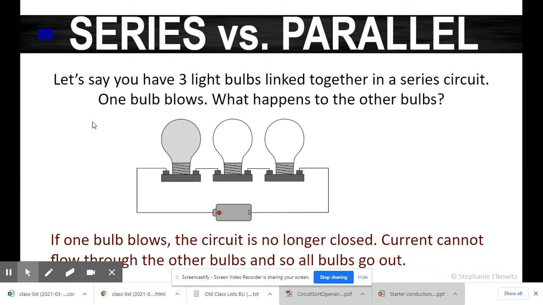Okay, so let's say you have three light bulbs linked together in what we call a series circuit. So right now you're looking at the screen, you see three light bulbs in a row. Even though it has three light bulbs, it still only has one path that this electrical current can flow. So if one of these light bulbs blows, what happens to the other two? That circuit is no longer closed. The current cannot flow through the other bulbs. So guess what? They all go out.